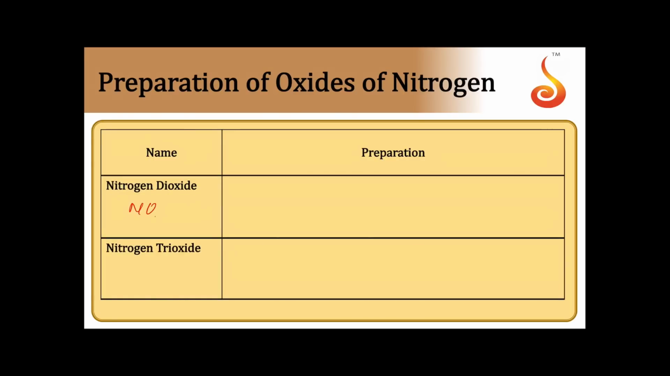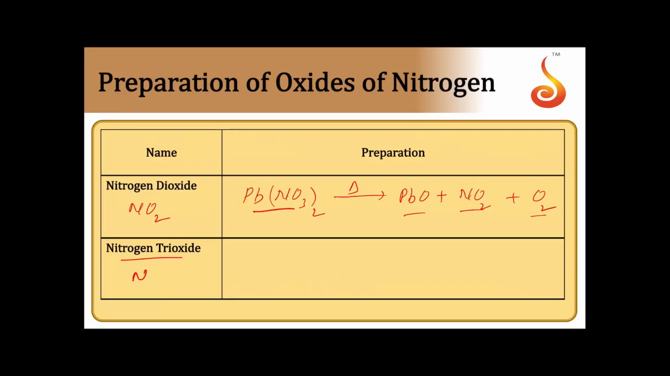Nitrogen dioxide, that is NO2, we have. It is prepared by heating lead nitrate salt. So Pb(NO3)2, lead nitrate, on heating gives lead oxide plus nitrogen dioxide, plus it forms oxygen also. So lead nitrate on heating gives NO2 gas, with PbO plus O2 as the byproducts.